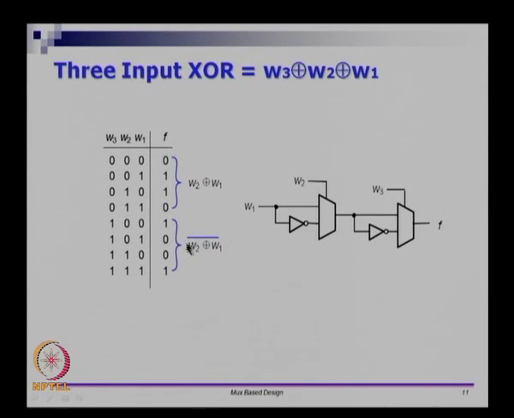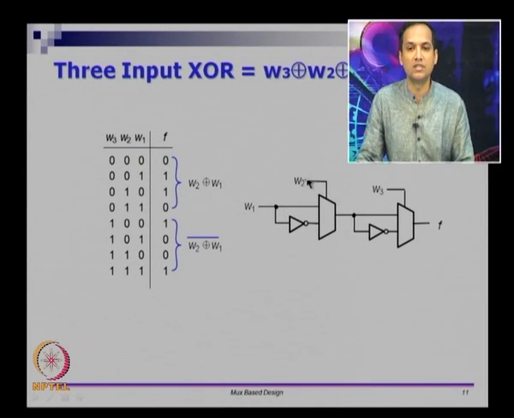So if I have a mechanism by which I can realize W2 XOR W1, I can then do it from there. When W3 is 1, I will give an input which is the complement of W2 XOR W1, otherwise I will give W2 XOR W1 itself. So this part is taking care of the truth table. However, we still need W2 XOR W1, and we know this is the way in which we can do it. I already showed this earlier. For XOR of 2 inputs, you give W2 XOR W1. So this circuit as a whole is doing W3 XOR W2 XOR W1.